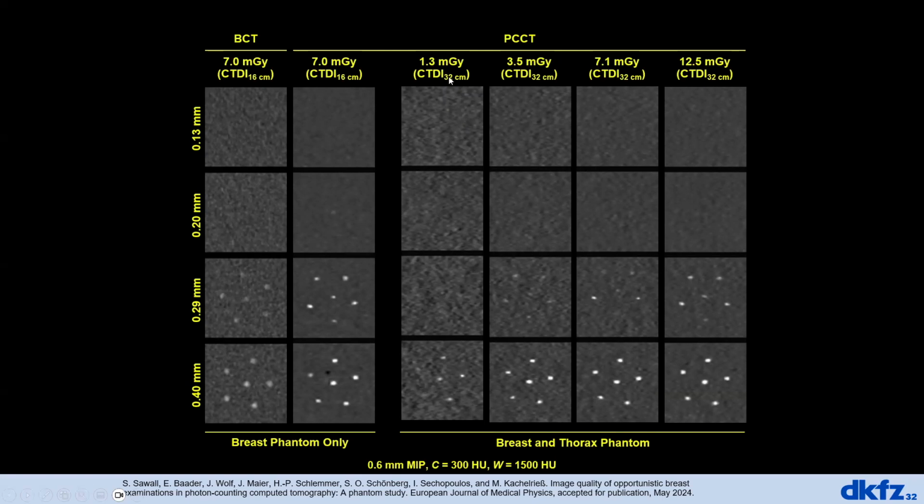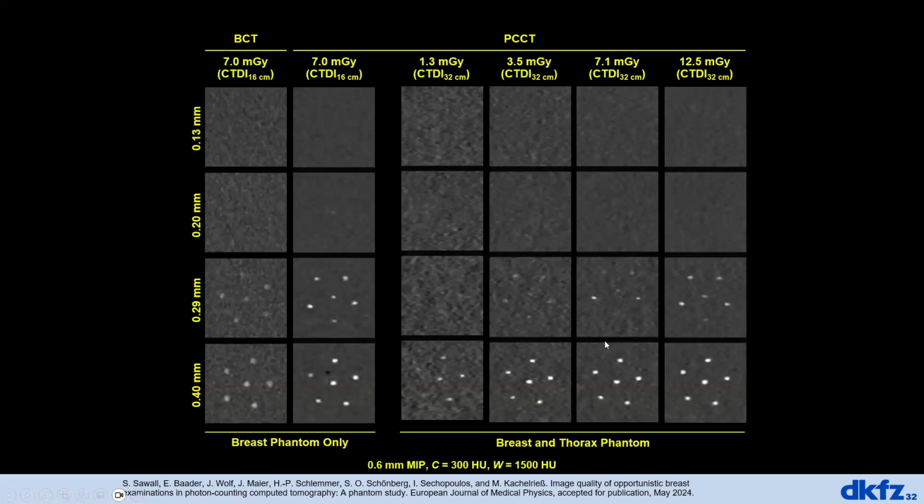So one might ask, okay, why are we using these dose levels? Well, a dose level of 12.5 milligray CTDIvol 32 centimeters is roughly what is administered in a scan of the cervical vertebra. And in these measurements, the breasts are always included. And 1.3 milligray is the maximum dose we are allowed to use in the lung cancer screening that was recently introduced in Germany. So this is why we investigated this.